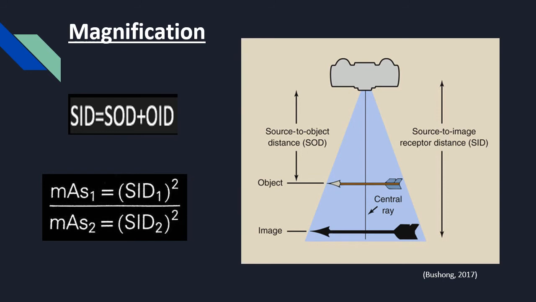There are two different calculations that can assist when trying to fix the magnification caused by the air gap method. The first one is SID equals SOD plus OID. By adding the SOD to the OID, you will get an SID that will adjust for magnification. The second calculation is used to calculate a new mAs to maintain the same penetrating power at a different SID.